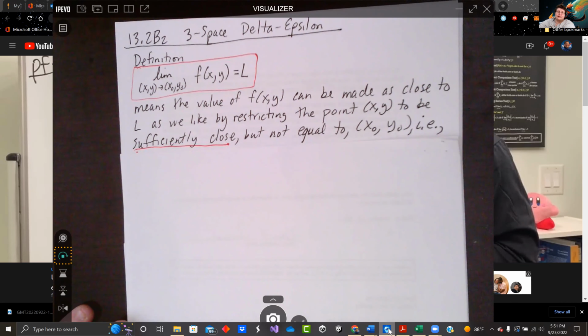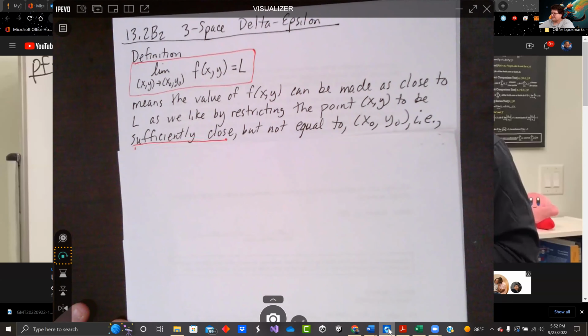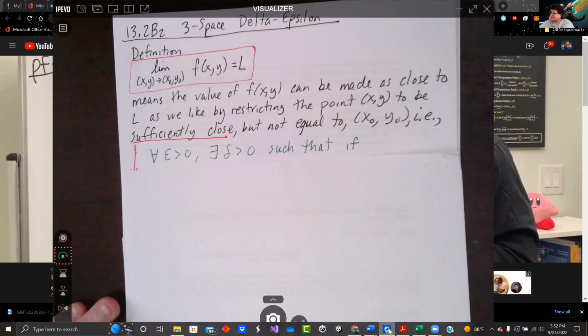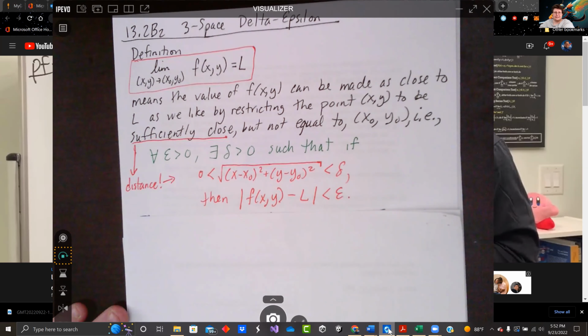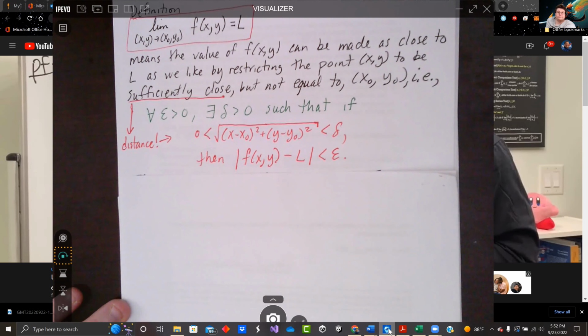It's distance related. So if we're looking at the definition, the limit as xy goes to x naught, y naught, of f of xy equals some limit L, this means the value of f of xy can be made as close to L as we'd like by restricting the point xy to be sufficiently close, but it doesn't need to be equal to x naught, y naught. And by sufficiently close, we mean distance. What's distance in more than one variable? It's that square root function.